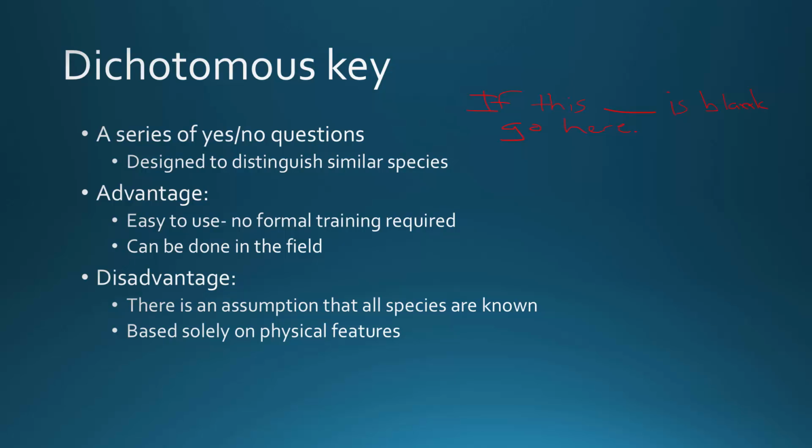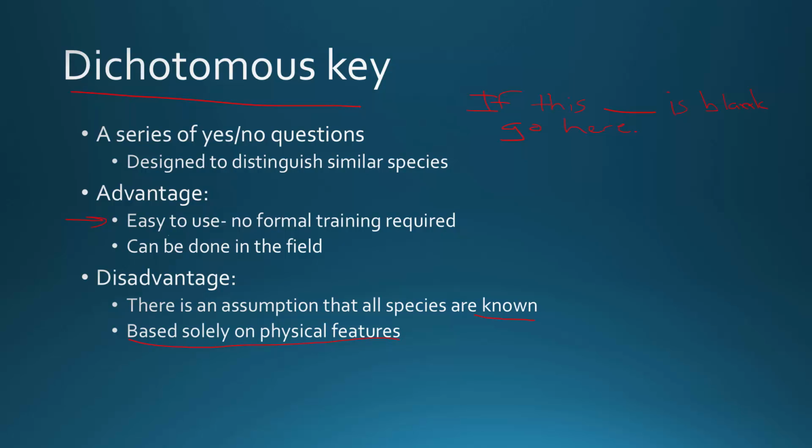Okay? So the advantage of this dichotomous key is that it's easy to use, there's no formal training required, and it can be easily done in the field. The disadvantage is that there is an assumption that all species are known, and we know for a fact that there's many species on our planet that have still not been identified. And another big disadvantage is that dichotomous keys are solely based on physical features. We've also learned throughout recent studies and new advancements in technology, specifically in DNA barcoding, which we will talk about, we know that physical features alone is not enough to decipher who's closely related to whom.